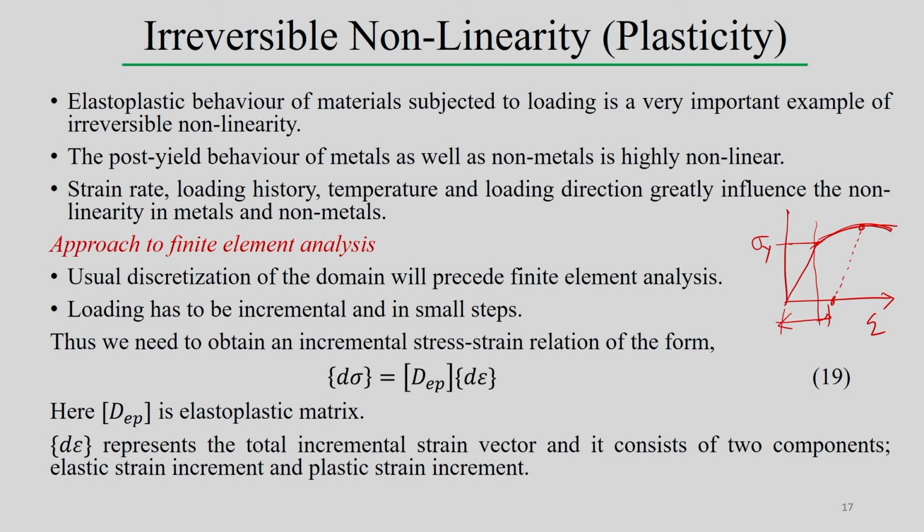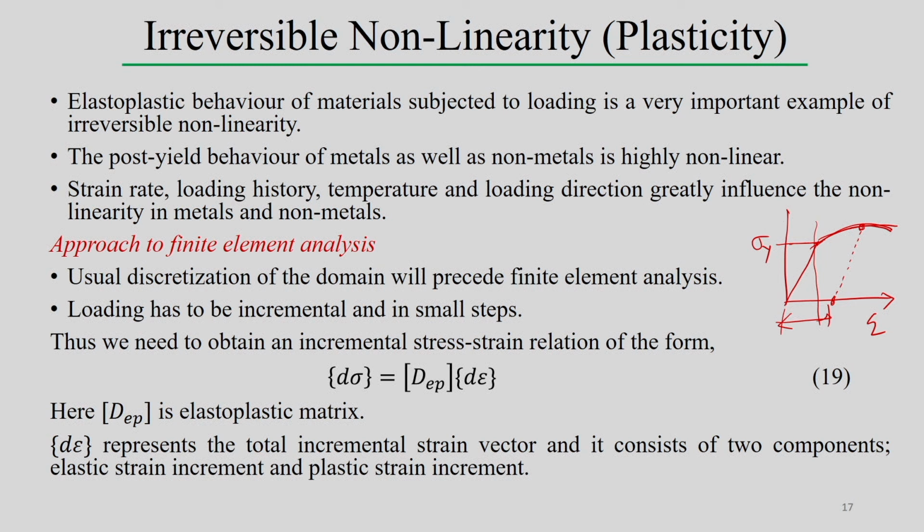Now, what are the different ways we can solve this? We can take care of this irreversibility in any kind of material model where you assume the material behavior follows some sort of elastoplastic behavior. Strain rate, loading history, temperature and loading direction all greatly influence the nonlinearity in metals, and even in non-metals. So, we have to look into all these aspects.